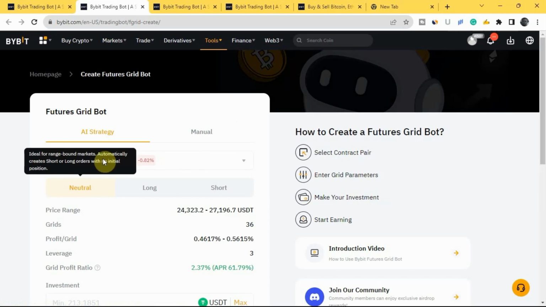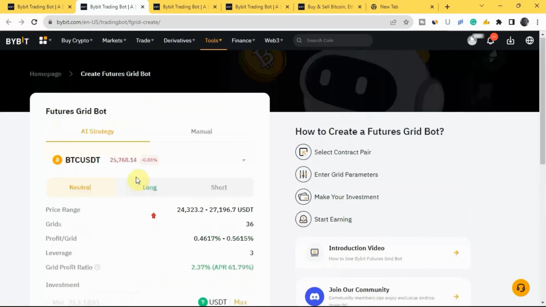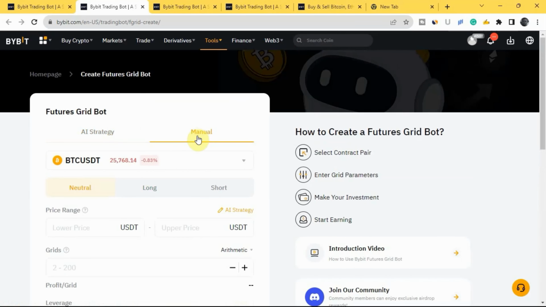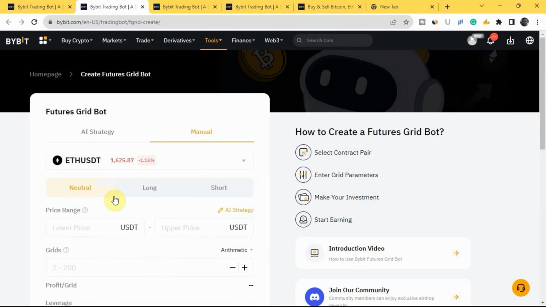Now as you can see on the screen, just like the spot grid bot, we have the AI strategy and the manual strategy. Now for the AI strategy, again, it's going to be setting all the details for you. So I'll not be going into all that because I'll be using manual. That means I'll be setting everything myself. So we're under manual right here. And again, the first thing you want to do is to pick the crypto you want to trade. For spot grid, we picked BTC USDT. For this, let me try and pick ETH. Let's pick ETH for this.